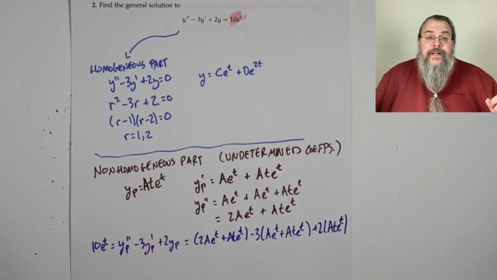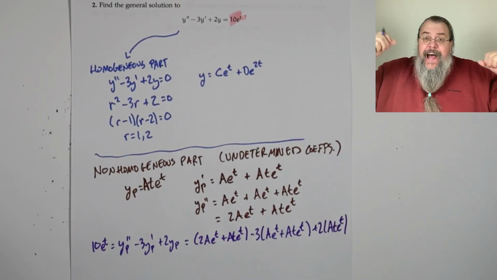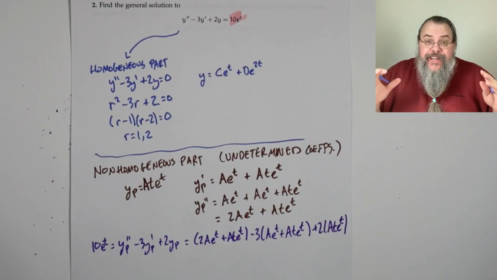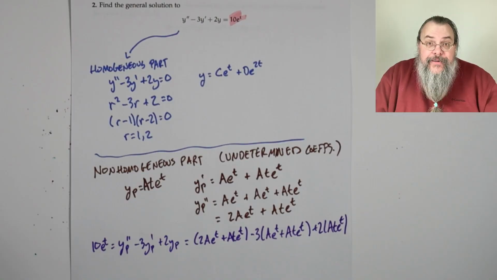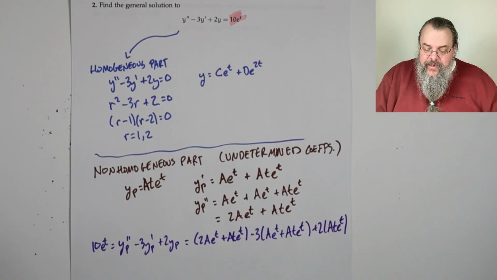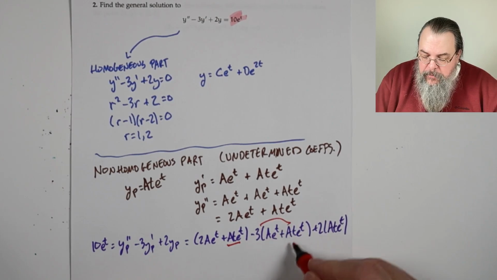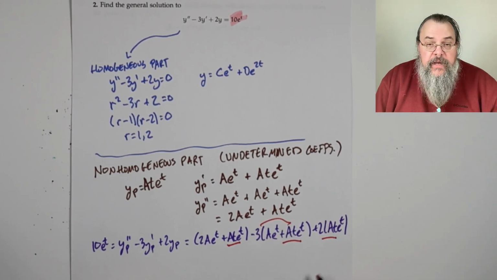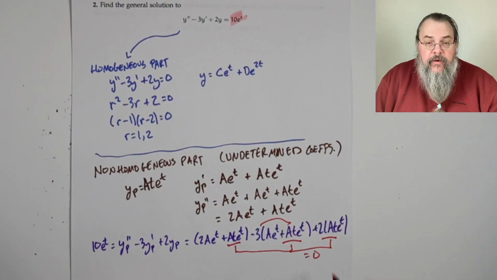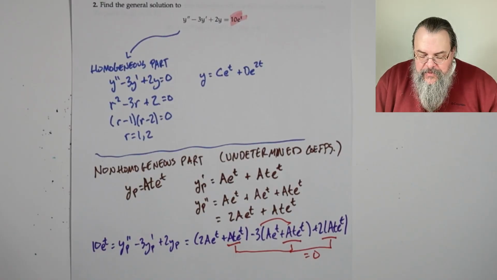Cool. Now, you might get nervous and be like, oh no, there's a t e to the t in here. But if we do our job right, everything's going to cancel, yes? And if they don't cancel, we didn't do our job right. So let's make sure everything's canceling. For the t e to the t terms, we have one of them here, minus 3 of them here, and 2 of them here. So if we combine these together, we get 0. They all cancel out. Beautiful.